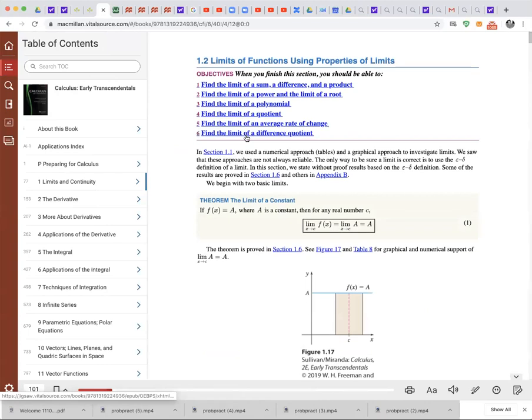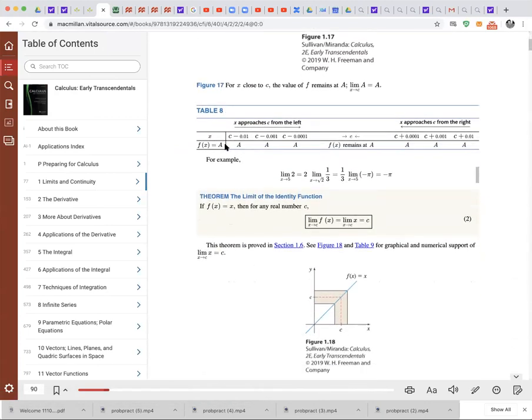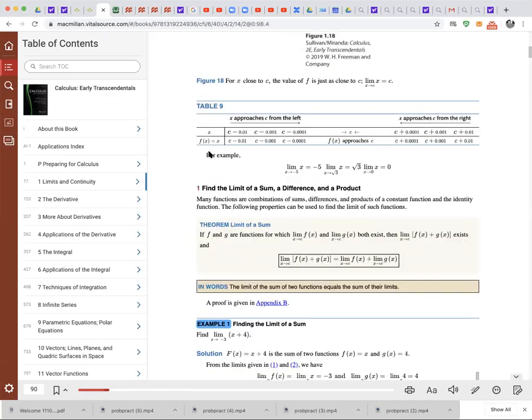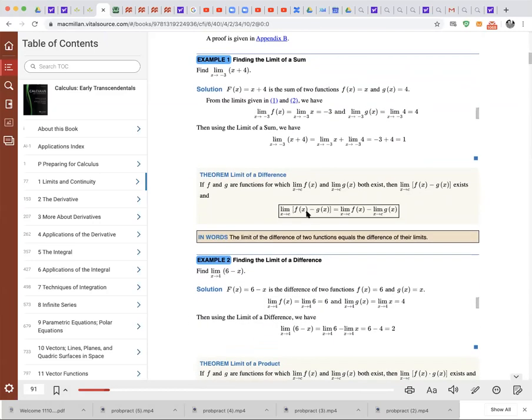There's rules that hold, and the limit of a sum is equal to the sum of the limits. The limit of a difference is equal to the difference of the limits. All of these are true. The limit of a product is equal to the product of the limits. So for example, the situation right here, the limit of a sum, here we go. If you've got the limit of a sum of two functions, that's equal to the sum of the two limits, okay? And it's the same with the difference, and all of these rules hold.